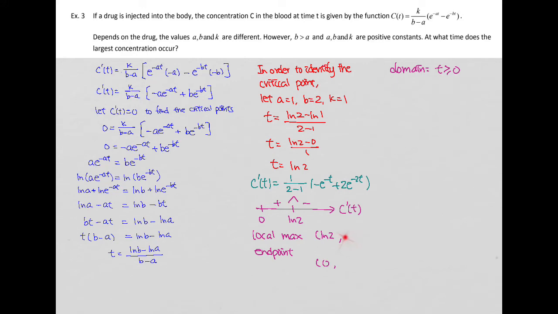Now we have to find the concentration value. So we have to substitute those t values back into the original equation. And remember, a is 1, b equals 2, and k equals 1. And you're going to have 1 over 4 and 0. Then we will say the local maximum is actually the absolute maximum. Therefore, we say the maximum concentration occurs at the original critical point, t equals ln b minus ln a over b minus a.